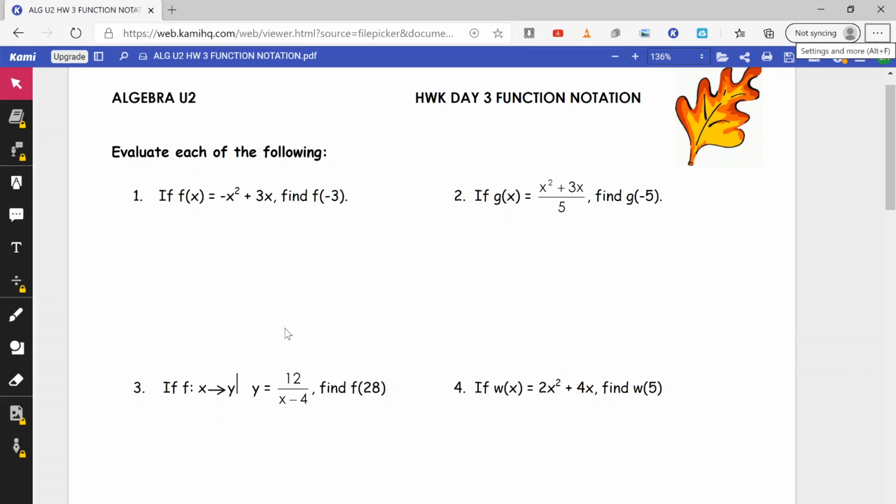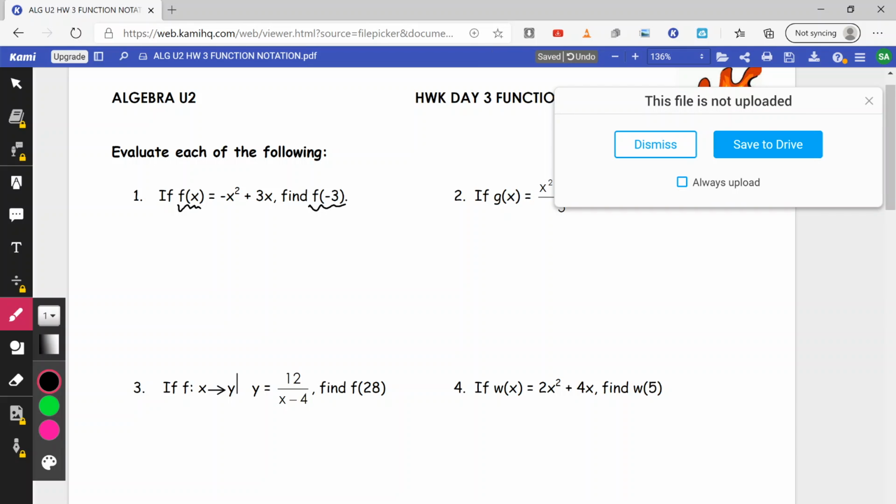For the homework regarding function notation, I'm going to review a few problems and then the others will be done for homework. So if f of x equals negative x squared plus 3x, find f of negative 3. Again, with function notation, I want to look at the beginning of it and what we are told to find, and I want to see what got replaced.